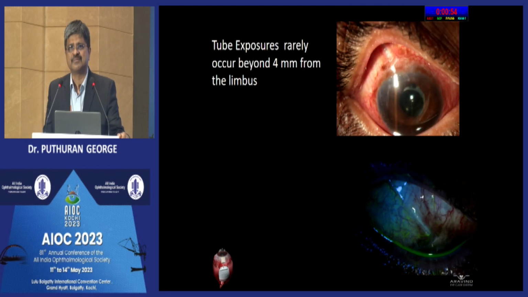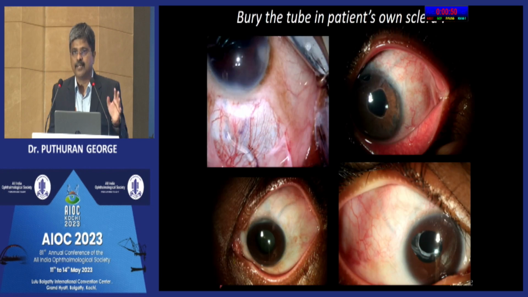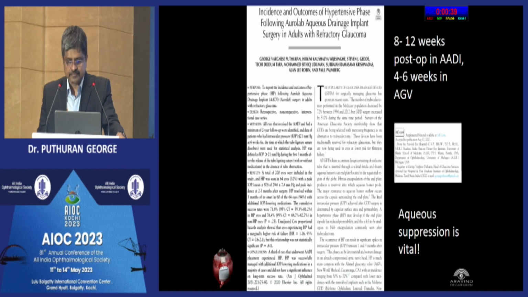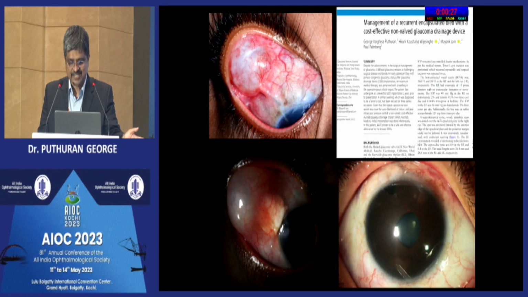Tube exposures rarely occur 4 millimeters beyond the limbus, and burying the tube in the patient's sclera for this 4 millimeters is sufficient insurance against tube exposure, which is usually a big headache for the glaucoma surgeon. One last point: the hypertensive phase usually occurs after the tube ligature dissolves in non-valved implants. It's much later than in the AGV, where it usually occurs between 4 to 6 weeks.